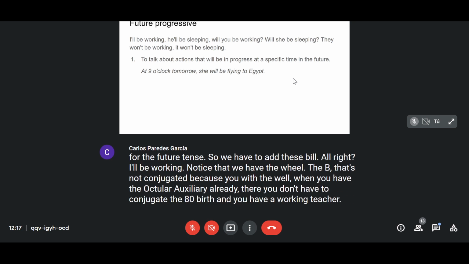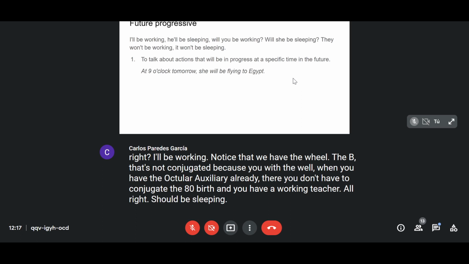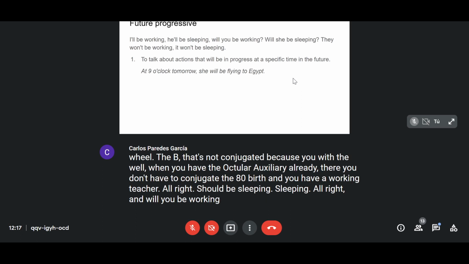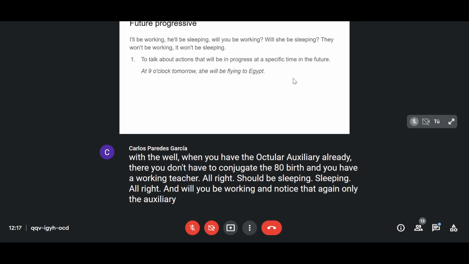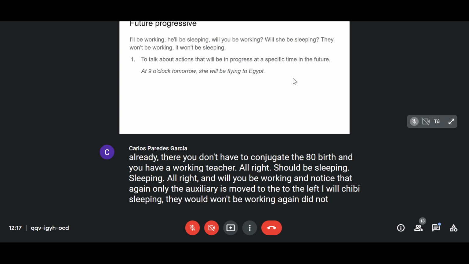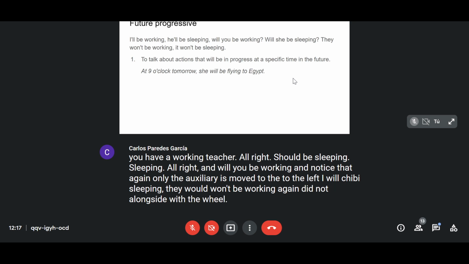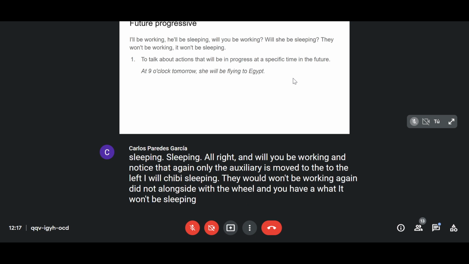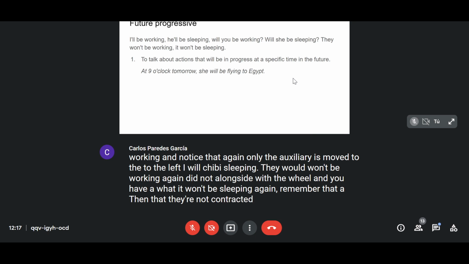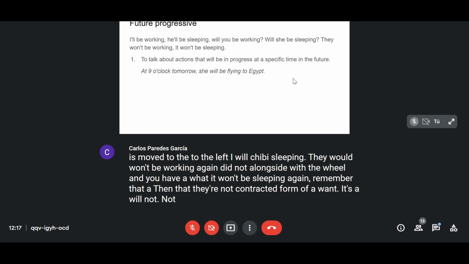All right. She'll be sleeping. All right, and will you be working? And notice that again, only the auxiliary is moved to the left. Will she be sleeping? They won't be working. Again, the not alongside the will, and you have won't. It won't be sleeping. Again, remember that the contracted form of will not is won't.